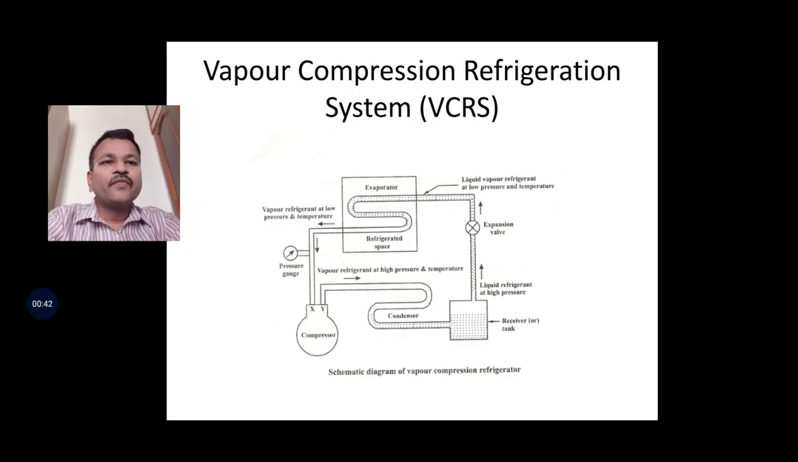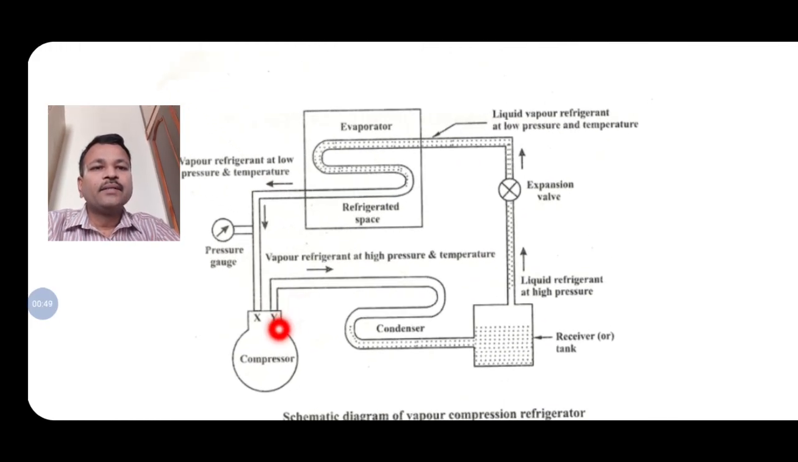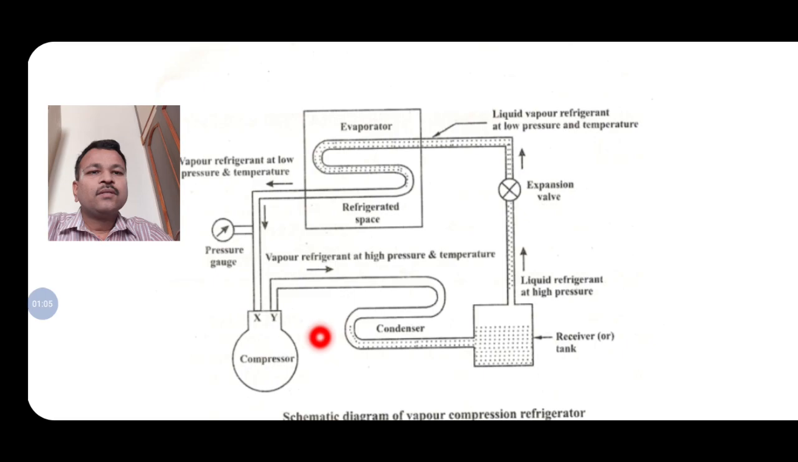First we will discuss the vapor compression refrigeration system. Now you can see here the first component is the compressor. Next you have the condenser. Next the receiver is there. Next is the expansion valve, then the evaporator, and again it comes back to the compressor. In between you have the pressure gauge also. Now we'll start with the functions of each and every component of the vapor compression refrigeration system.